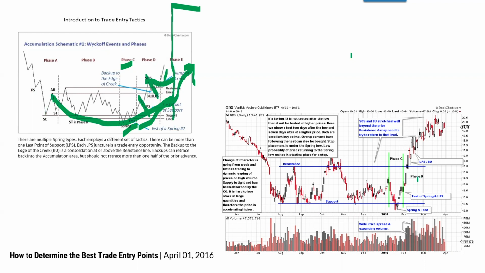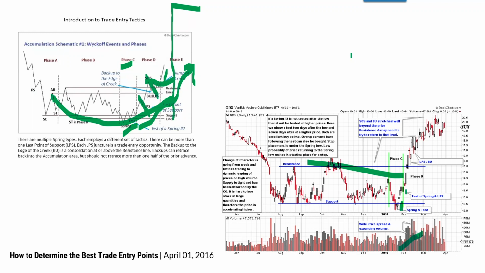Here's an actual example. This is from a blog, How to Determine Best Trade Entry Points, April of 2016. This is GDX Gold Miners. It's just a good example back then. January of 2016, a spring forms after an accumulation. And then look at the profound change of character in the way that the stock trades. It's just persistently up, up, up, good demand all the way, and volume is expanding. So here we see the spring and a test right there, tranche 1.